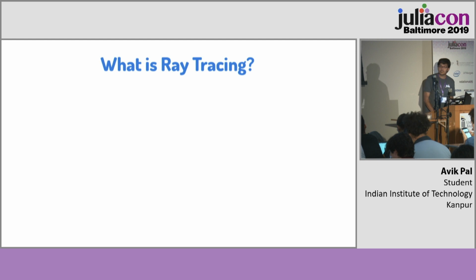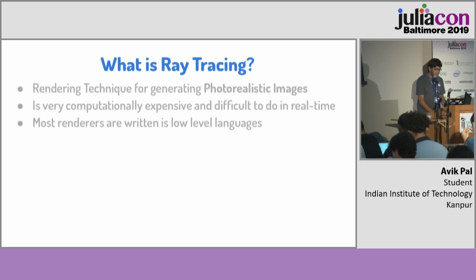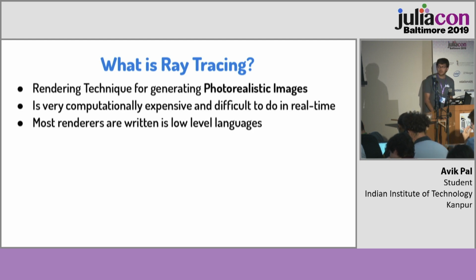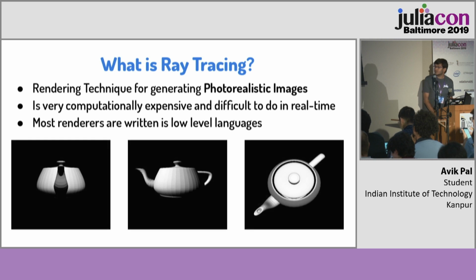So what is rendering? Rendering is basically converting a three-dimensional scene into a two-dimensional projection in the camera space. How we specify the three-dimensional scene, I will talk about a bit later. But let's start with what is ray tracing. Ray tracing is a technique we use for rendering photorealistic images. However, that's very computationally expensive, and as a result, we generally implement renderers in C++ or low-level languages. These are generally the kind of images which get rendered by ray tracers.